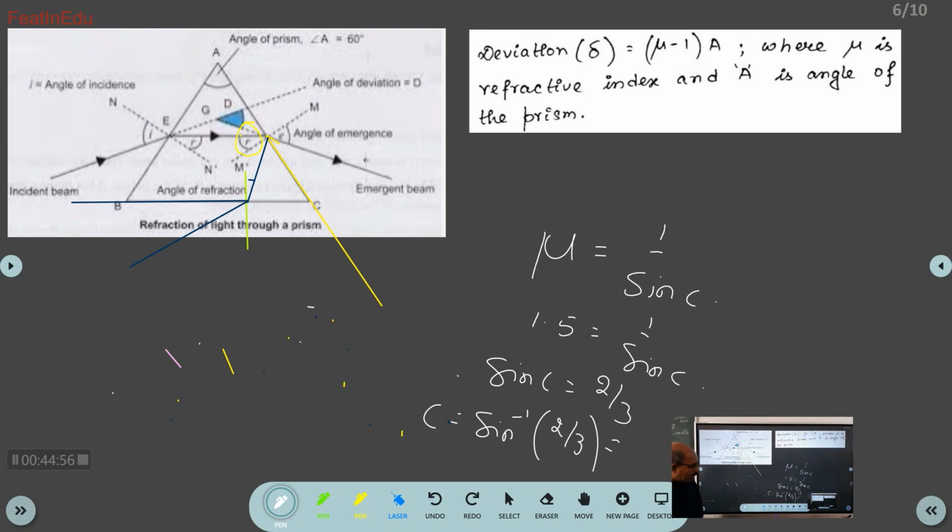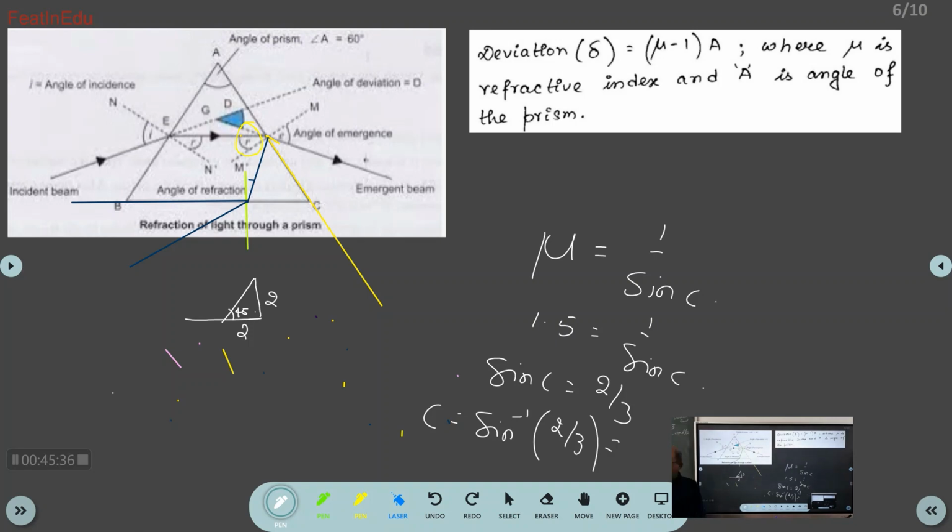Are you with me? Yes, sir. Now see, for example, sin c equal to 2 by 3 means I will draw a right angle triangle with this side as 2 and this as 3. Please understand this very carefully. If I draw a right angle triangle with this as 2 and this as 2, this angle will be 45 degrees. And what will be this side? Root of 2 square plus 2 square. 2 square is 4, 4 plus 4 is 8, root of 8 is 2 root 2.